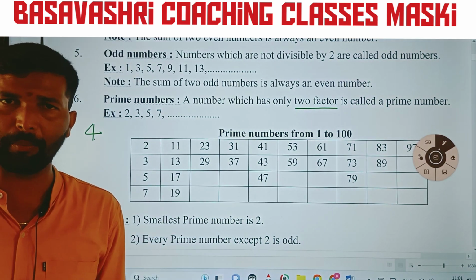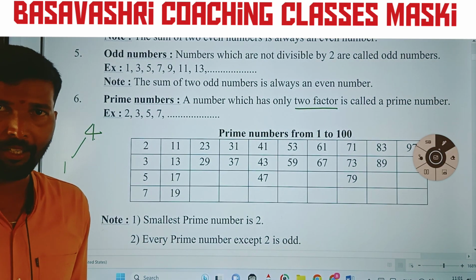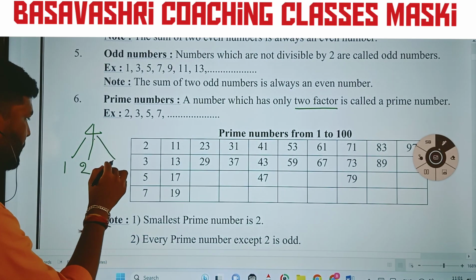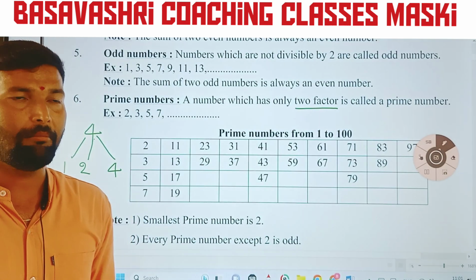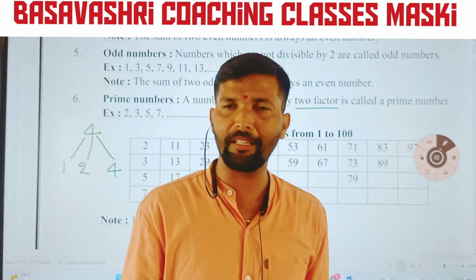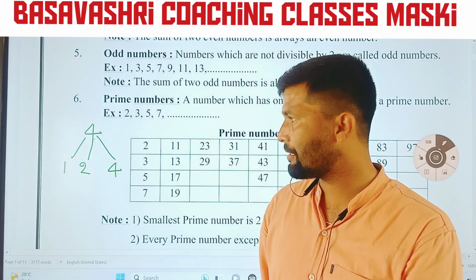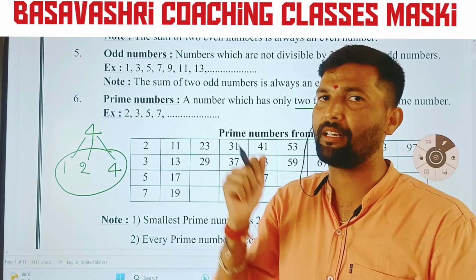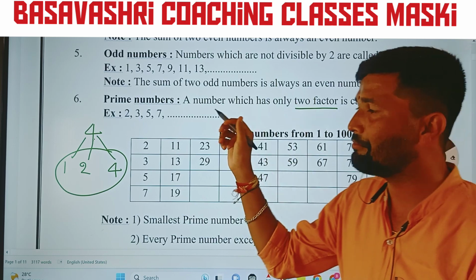Is 4 divisible by 1? Yes, it is divisible by 1. And it is also divisible by 2. And it is also divisible by 4. That means 4 has 3 factors. That means 4 is a multiple of 1, 4 is a multiple of 2, and 4 is a multiple of 4 itself. The factors are nothing but the numbers which divide the number. A number which has only 2 factors is called a prime number.